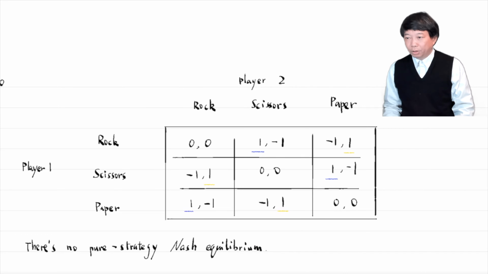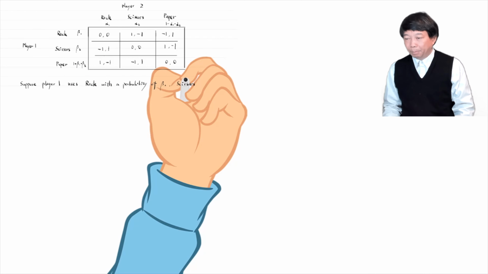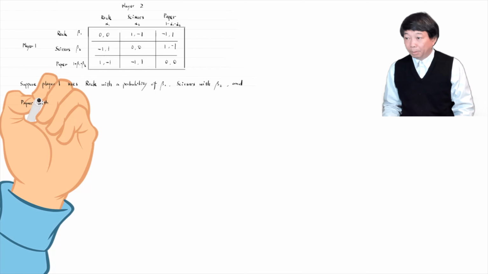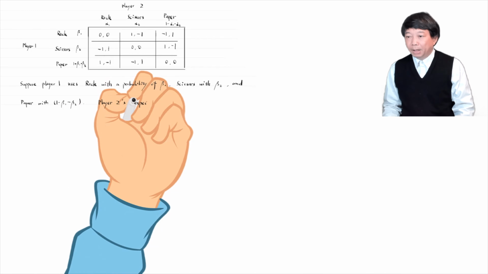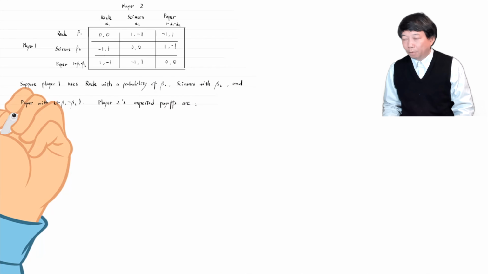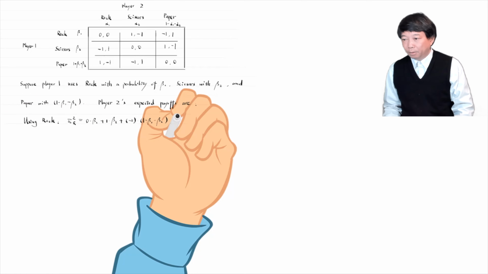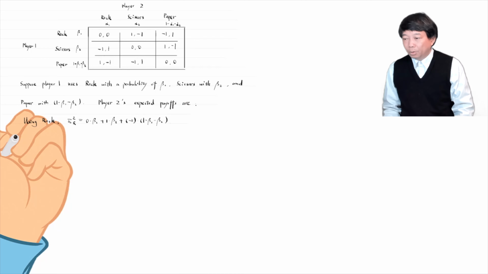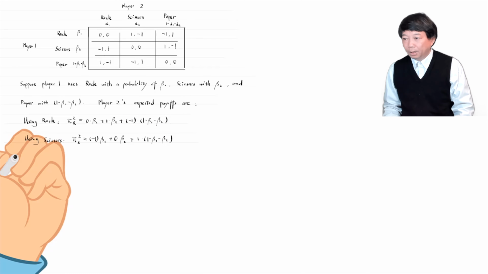We will find a mixed strategy Nash equilibrium. Assume that player 1 uses rock with a probability of beta 1, scissors with a probability of beta 2, and paper with a probability of 1 minus beta 1 minus beta 2. We calculate player 2's expected payoff for each of her choices. If player 2 chooses rock, her expected payoff, pi 2r, equals the payoff in each possible outcome times the probability of that outcome. We compute the expected payoffs for using scissors and paper, respectively, in the same way.